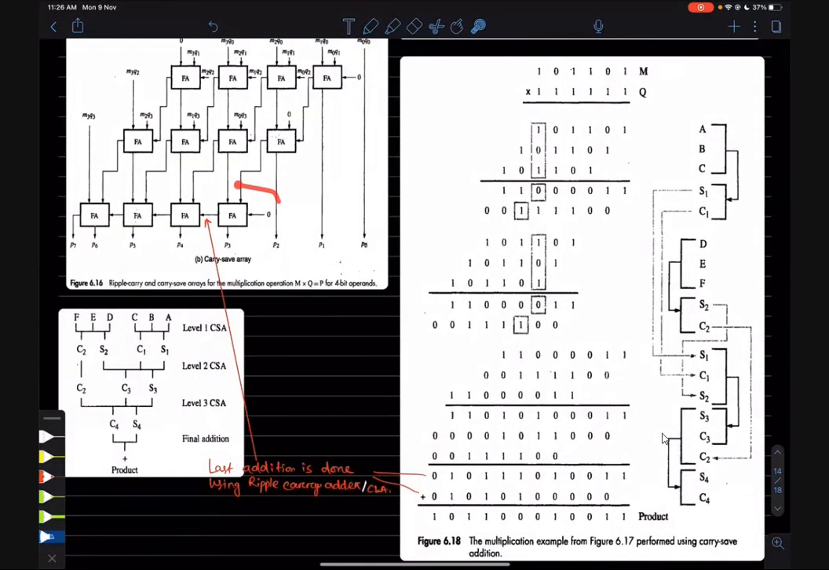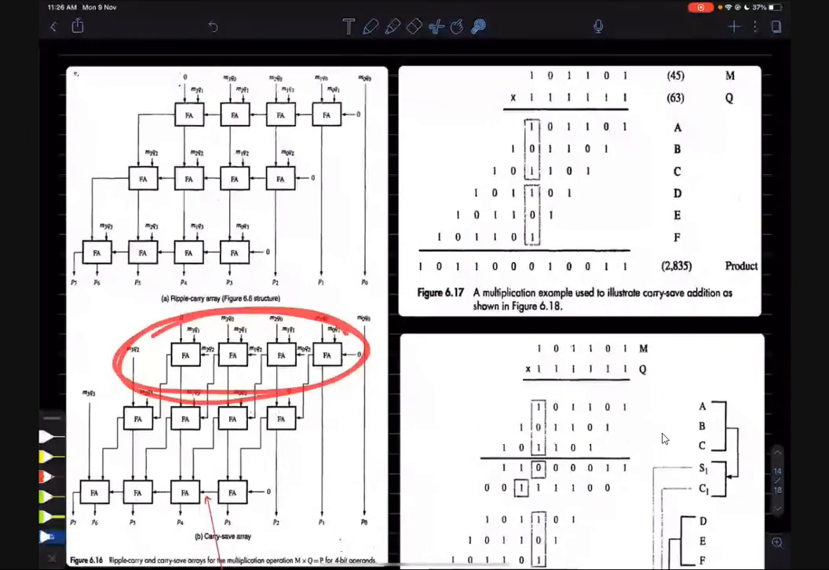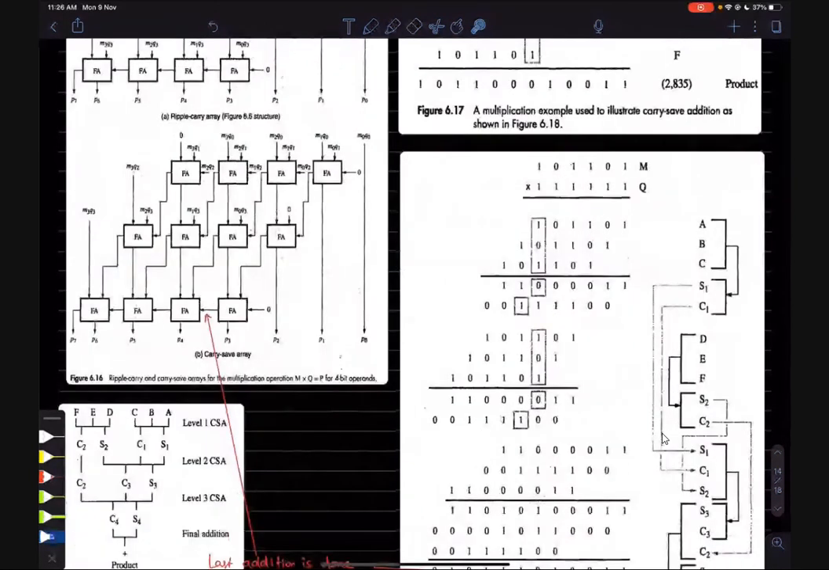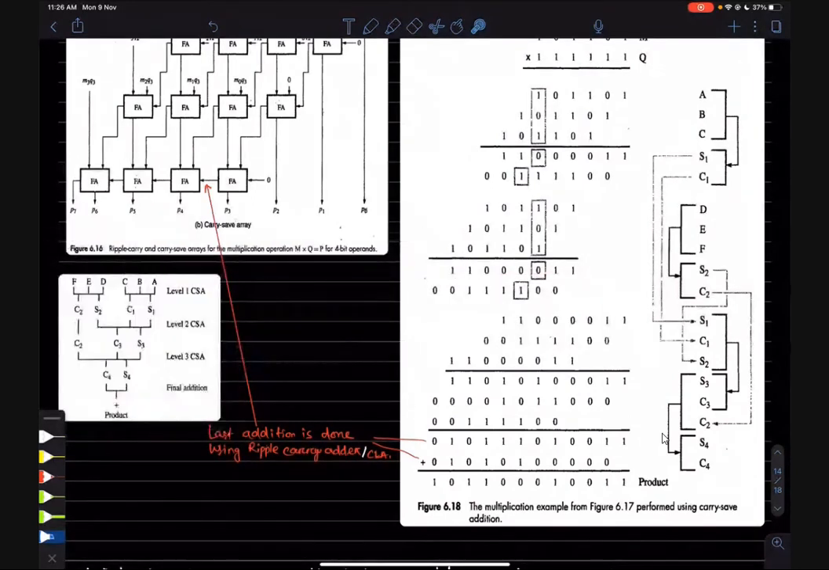So at the end you can see in this figure, in the previous figure we are giving carry to all the full adders in the same row, but in the current carry save addition we are giving it to the next row. But at the end we are using a ripple carry adder, same as the previous method, because now we have only two numbers left, S4 and C4. So these two can be added using any normal addition technique. The last addition is done using ripple carry adder or CLA, carry look ahead adder.